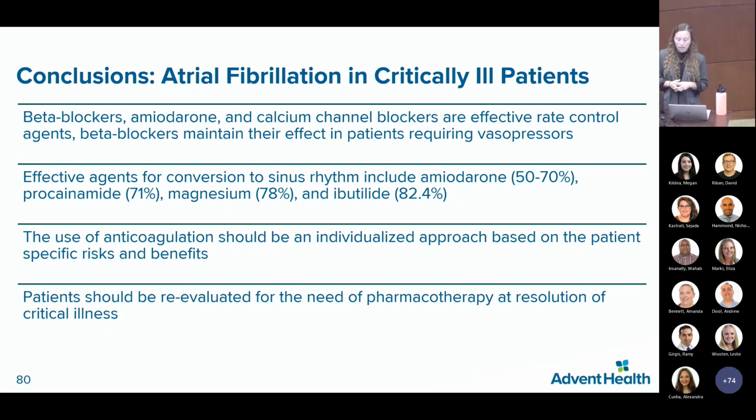Further studies are needed to determine some answers to our unanswered questions, such as whether or not rate versus rhythm control is superior, what is the optimal timing for initiation of anticoagulation in these patients, and what would be the best time frame and strategy to follow up for these patients and screen them for a reoccurrence of AFib after the resolution of their new onset AFib during critical illness.